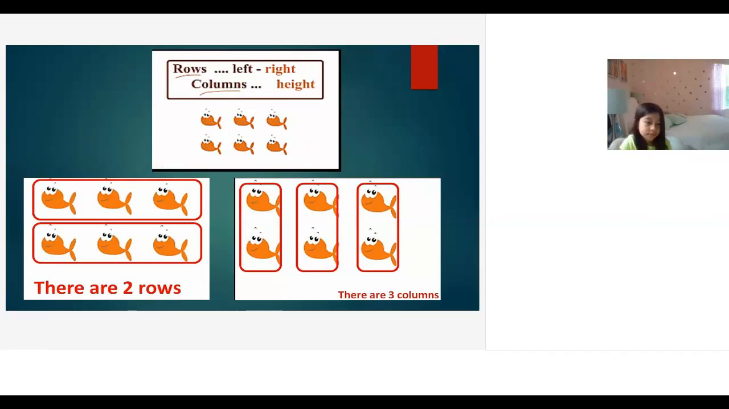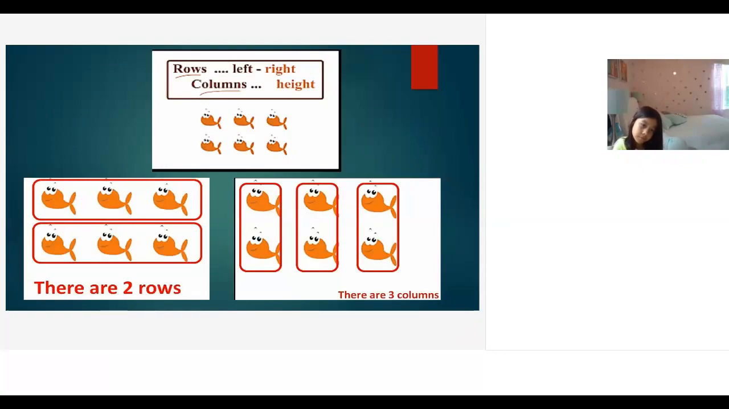When we move from left to right, that is known as rows. And when we move from up to down, that is known as columns. Okay. So you can see we are moving from left to right. So how many rows are there? 2. And how many columns are there? 3.